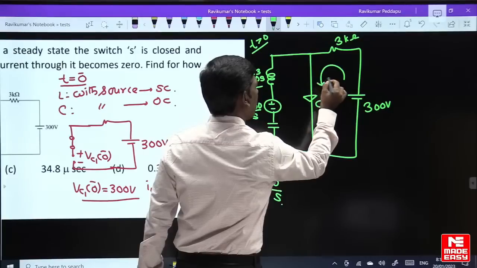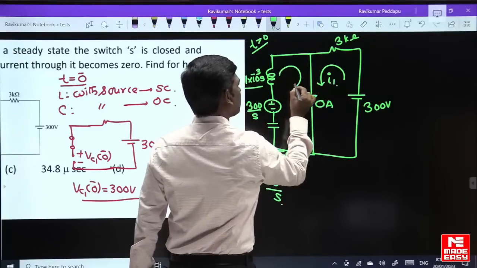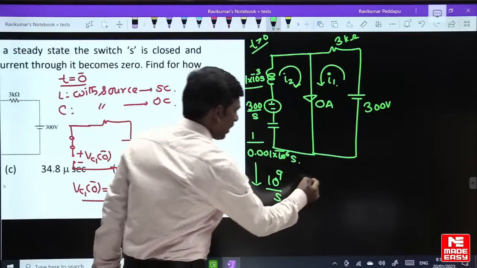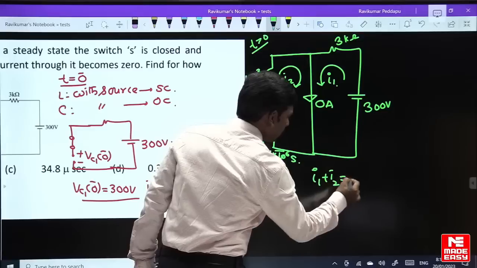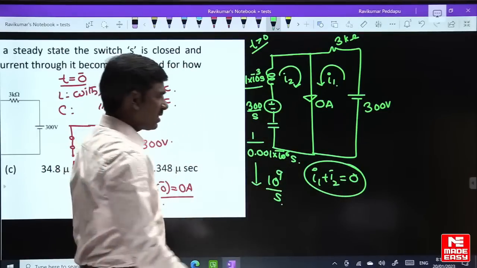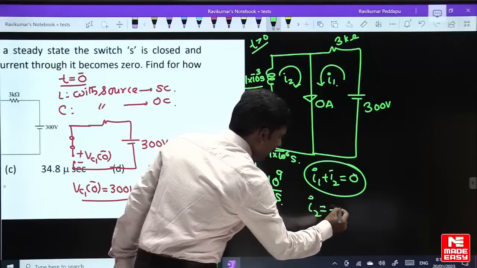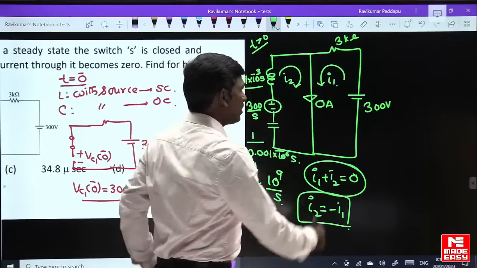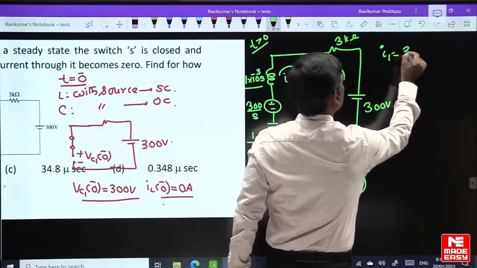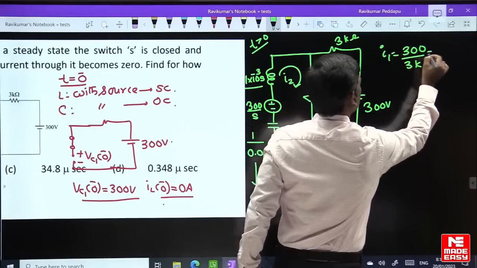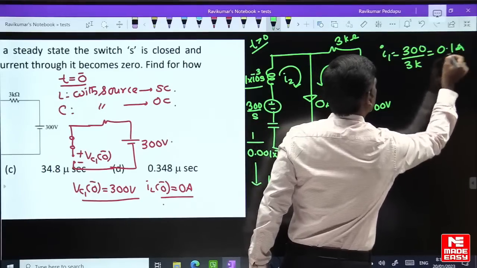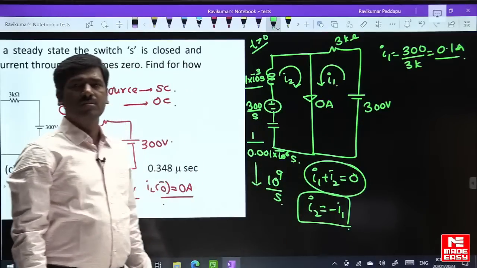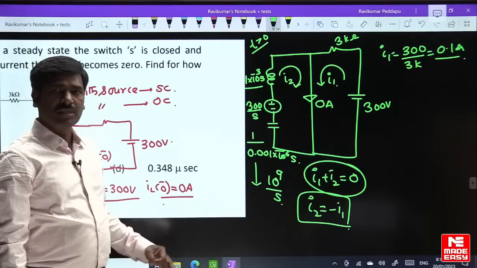This current is suppose I1, this current is I2. I1 plus I2 is equal to 0. That means I2 is equal to minus I1. What is I1 equal to? I1 is equal to 300 by 3K. This value is 0.1 amperes. So, at what value of time is I2 equal to minus 0.1 amperes? That is the time.